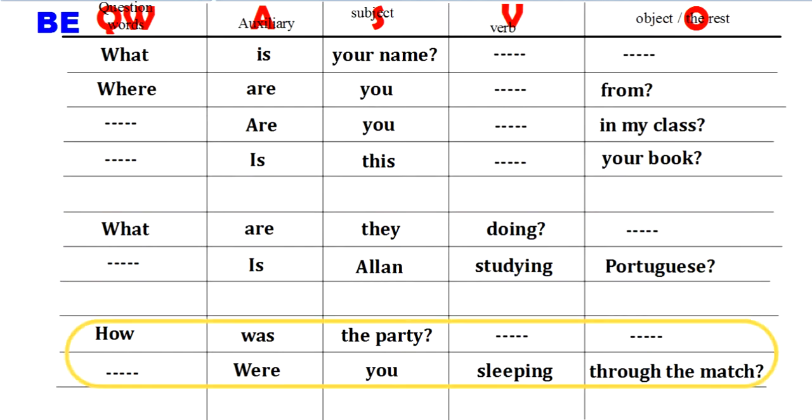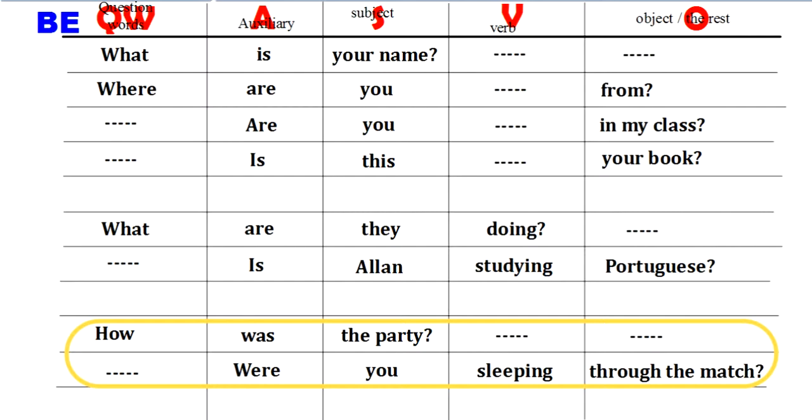In the last 2 examples I have here, I see the verb to be in the past. How was the party? That's the simple past. And just like in the simple present, the verb to be is the main verb, but in the auxiliary position. So there's nothing in the verb position. And the second example, were you sleeping through the match? The verb to be is the auxiliary, and I have an ing present participle in the verb position.